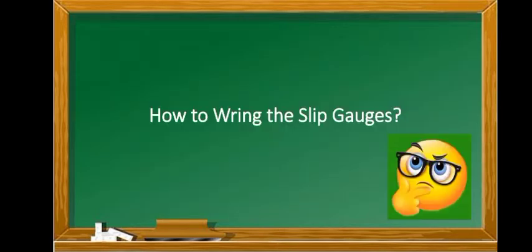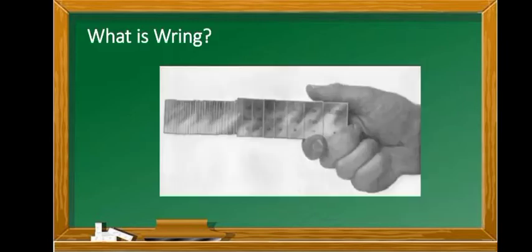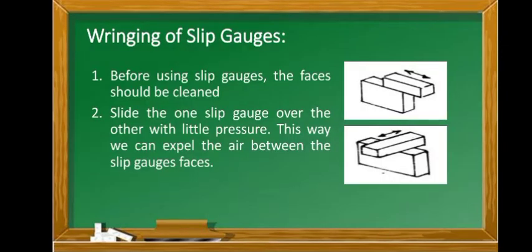So now let's have the ringing process of slip gauges. Again, ringing refers to joining by sliding truly flat faces one on another. So due to the adhesion property of slip gauges, they will stick together. This is because of the very high degree of surface finish of the measuring faces. So this is the ringing process.